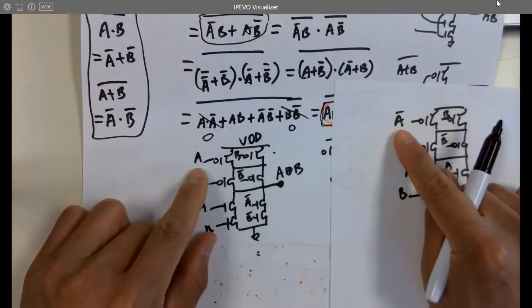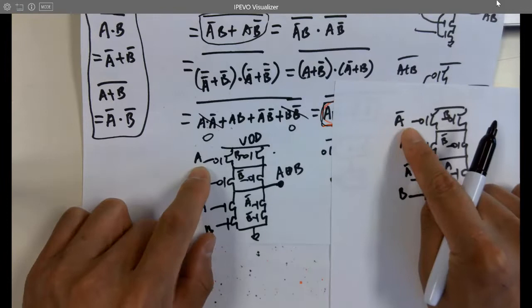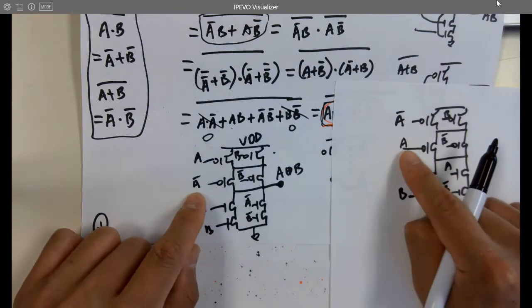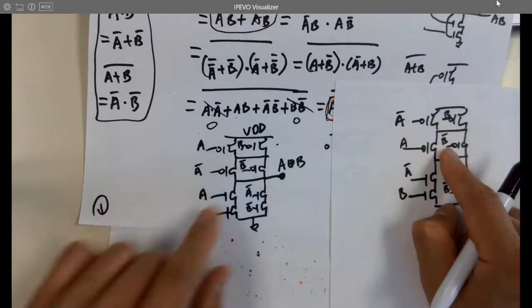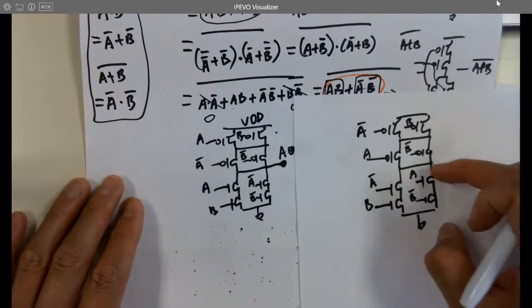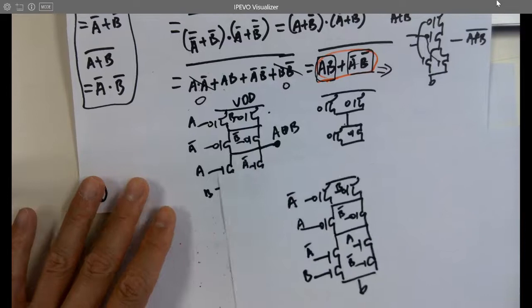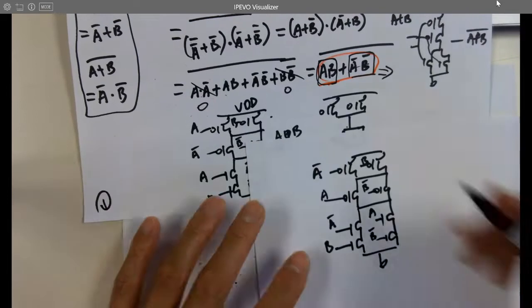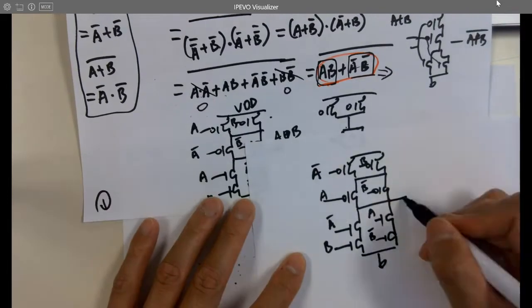However, the difference is the signals. Here's A, here's A bar, here's B, here's B bar. A bar, A, B bar, B bar, right? So the signal is different. So do they output the same logic or not? No. So what's the logic here? What's the output here?